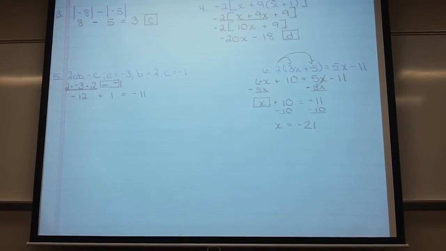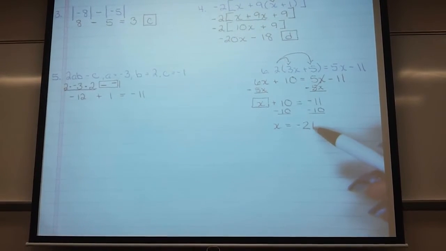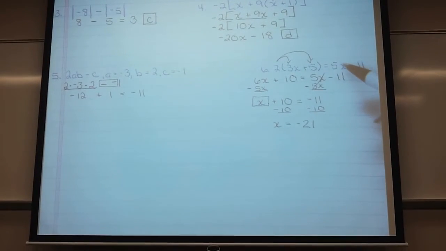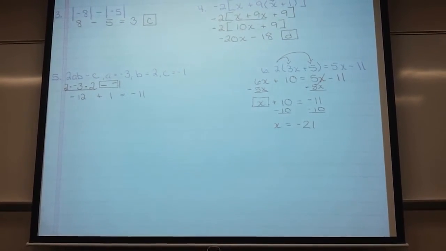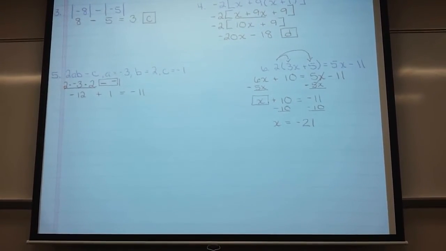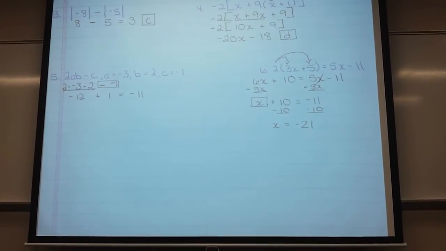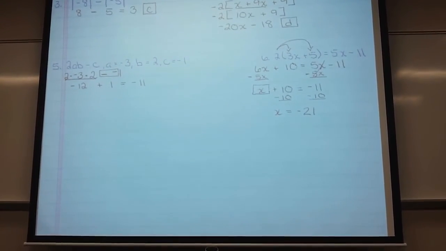Not all of them on the final you can check, but the ones you can, you definitely want to take the time to check and make sure. If you put -21 in for all the x's and do all the arithmetic, it should work. So just keep that in mind. You couldn't check the rest of them. But there are some, the factoring ones you can check, the equation ones you can check. So there are a couple that you will be able to make sure they work.